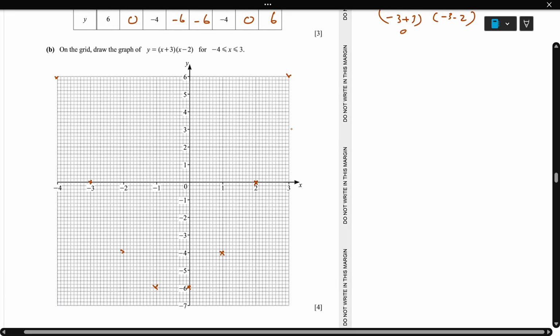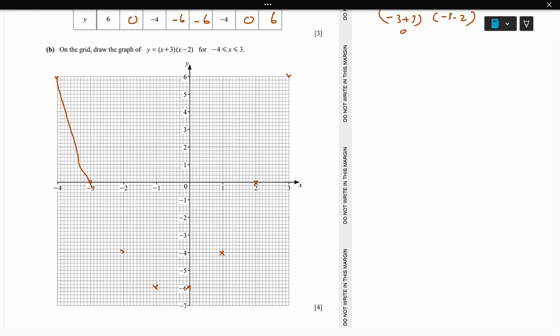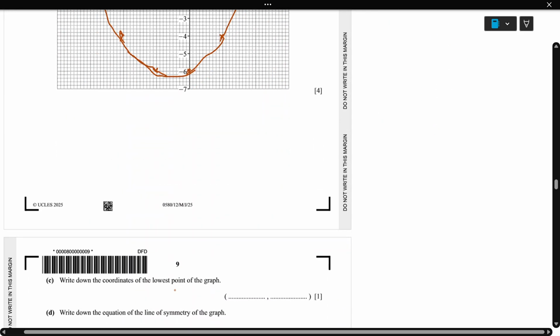So I'll draw the graph now. It's a quadratic, so it's going to be a U graph. You should connect all these points with a freehand drawing, because I didn't draw it properly. So I'm supposed to connect here and here. Okay, what's the next question?